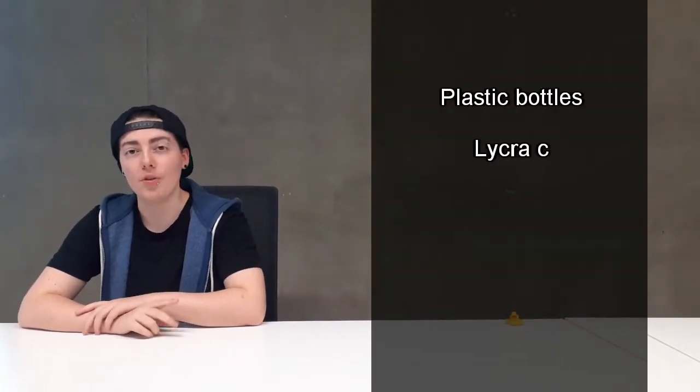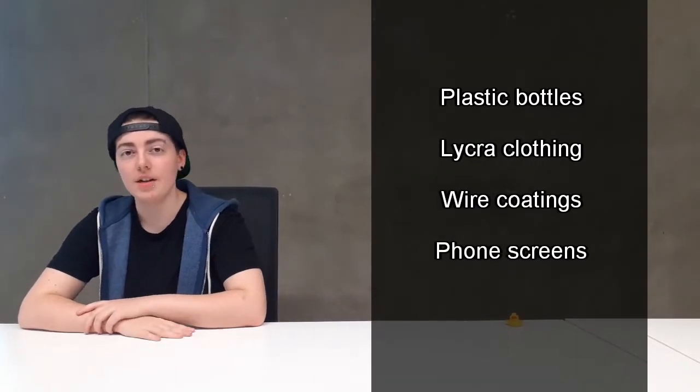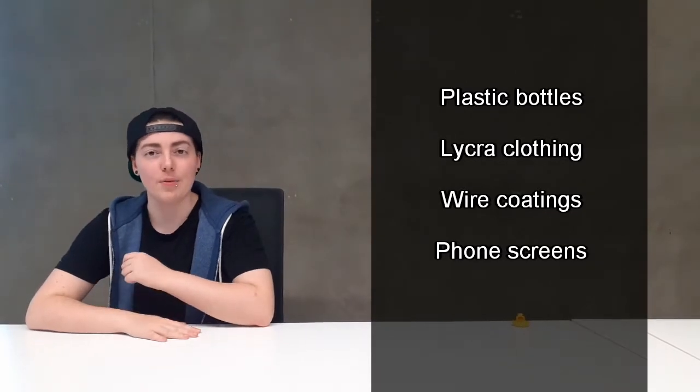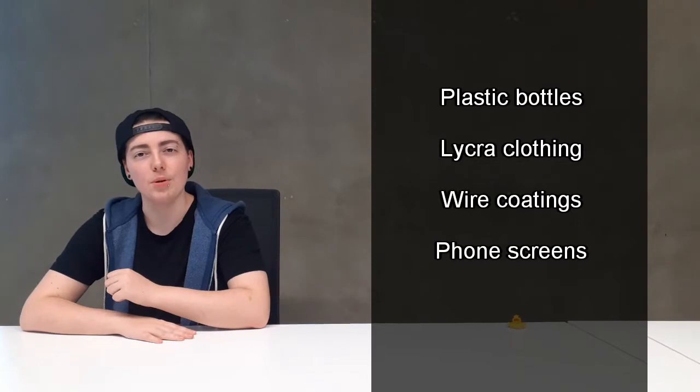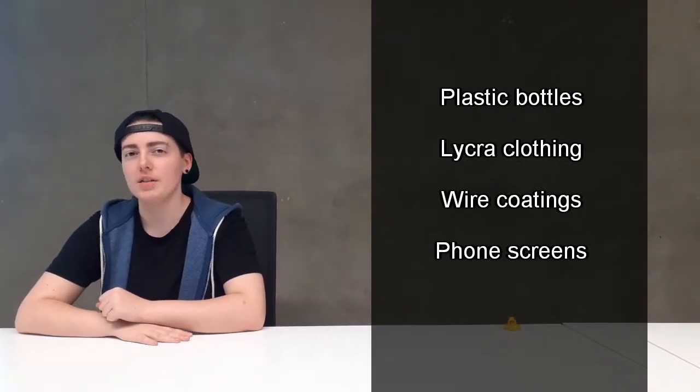We use polymers in almost every aspect of our day-to-day lives. Think plastic bottles, lycra clothing, wire coatings, your phone screen. This is because polymers have such diverse properties. For instance, in the examples I just mentioned, lycra and wire coatings are flexible, but plastic bottles and phone screens are brittle and easy to break.